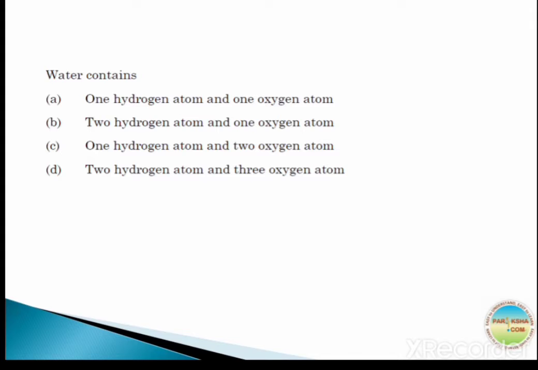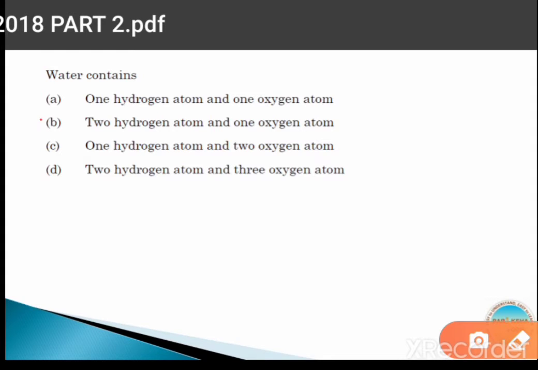Now proceeding to the next question. Water contains: it is a very easy question. The correct answer for this is 2 hydrogen atoms and 1 oxygen atom. Proceeding to the next question.